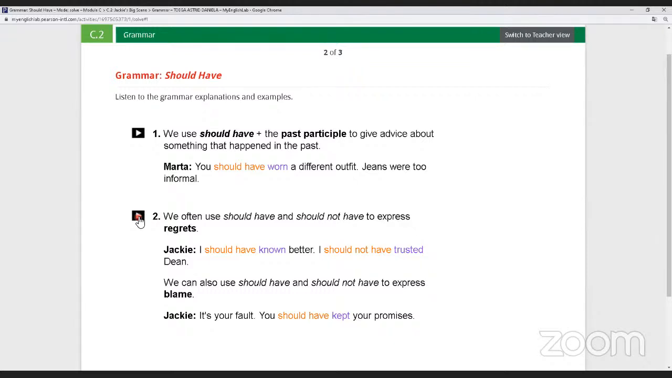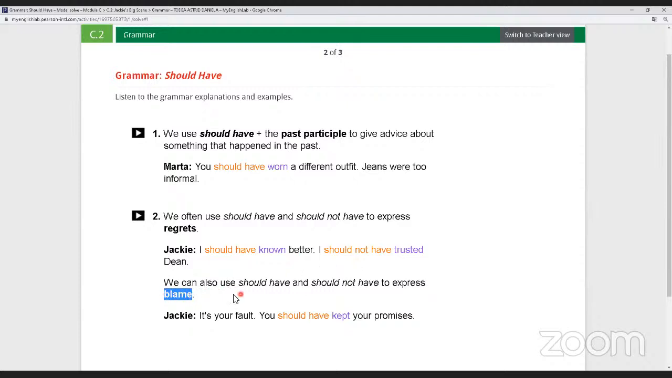I should have known better. I shouldn't have trusted Dean. So you have the two options. Should have known. I should have known better. That's a regret. I shouldn't have trusted Dean. So I trusted Dean, but my regret or my wish could be I should not have trusted Dean. But I did it, okay?